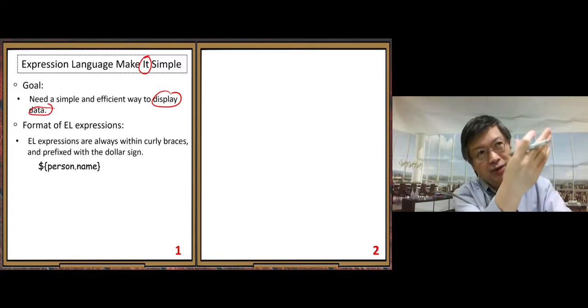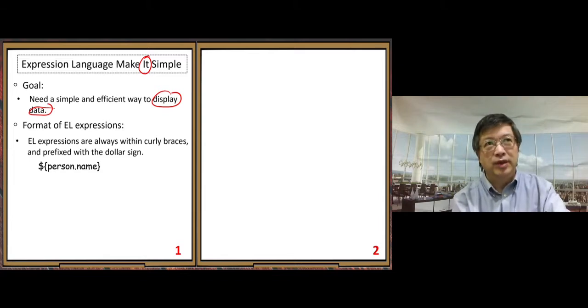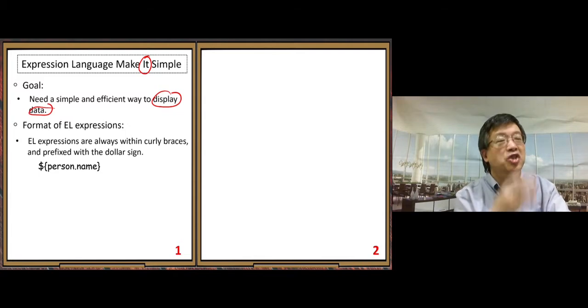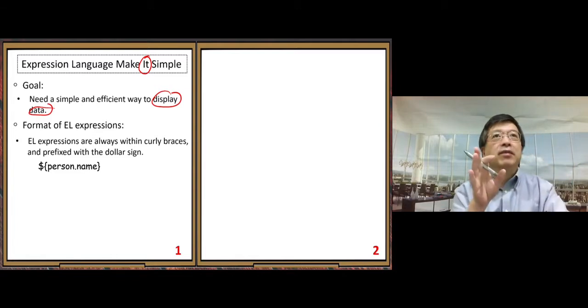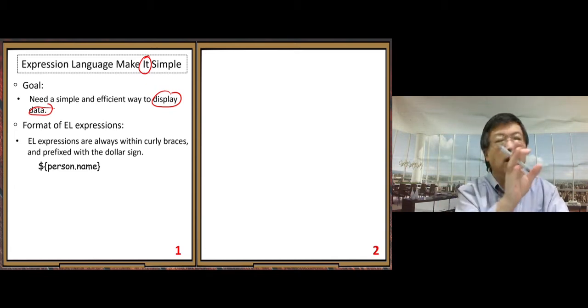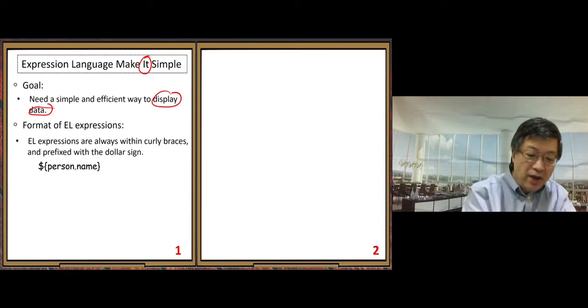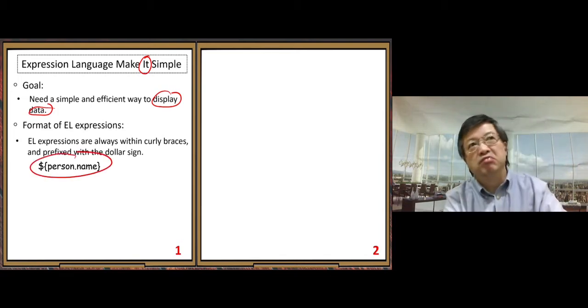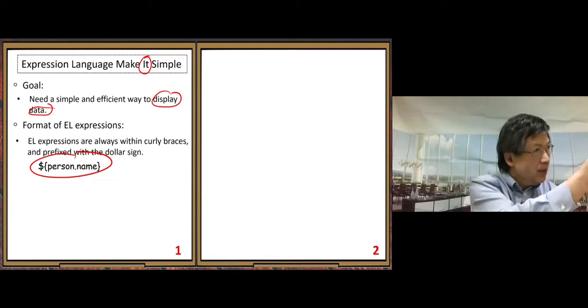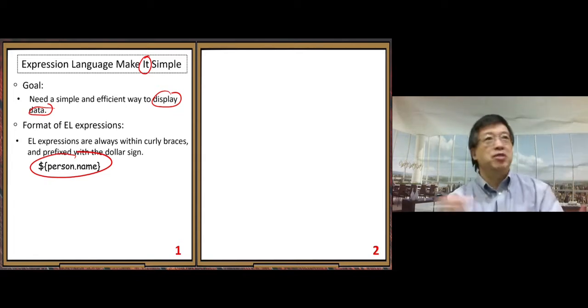So what kind of object? Later we will see, typically a Java Bean, or more generally a JSP Bean. Dot name. Name is a property of this Bean. This Bean could have many different properties. So here you can see this simple expression can display a property called name of that Bean, and that Bean has the reference name person. That simple.